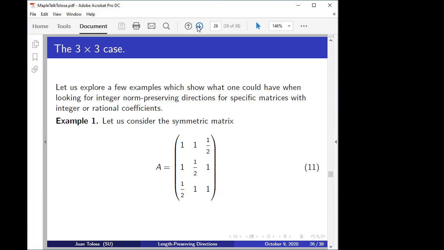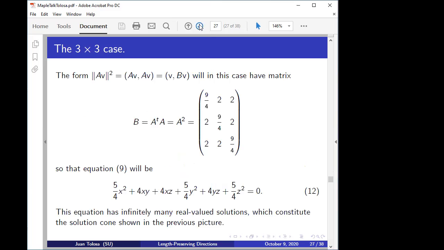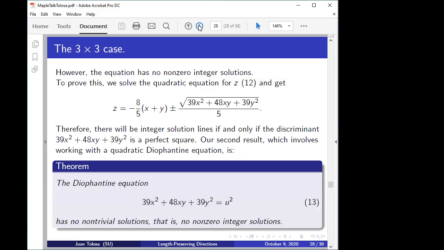The first example is this symmetric matrix. I assume that I can have either integer or rational coefficients. So the corresponding B, which is A transpose A, in this case is the square of A, is the matrix here, and the corresponding equation for the cone is this one. And this equation has infinitely many real-valued solutions. Now, what about integer solutions? It turns out that the equation has no non-trivial integer solutions.